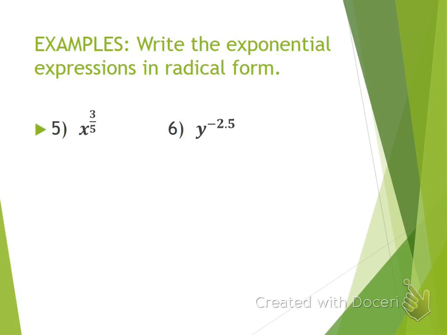All right, write the exponential expressions in radical form. Okay, the first one, number 5, shouldn't be too bad. We know we're going to need a radical. We know there's an x underneath the radical. We just have to decide what the index is and what the exponent on the x is. Index is 5, exponent is 3. Good. Index is 5. Exponent is 3. That's all we had to do. Convert it into radical form.